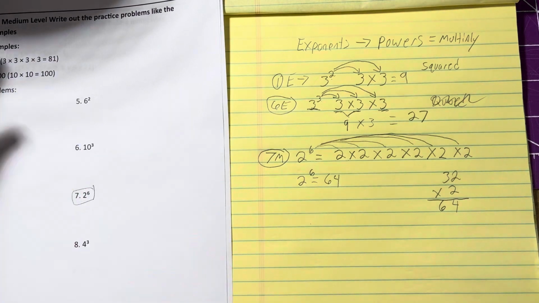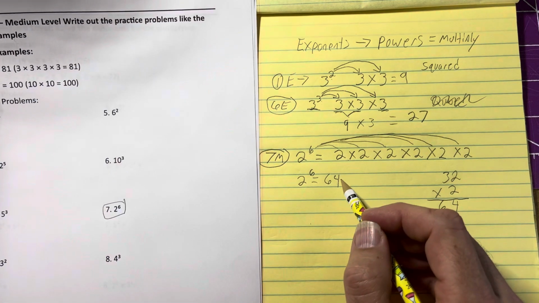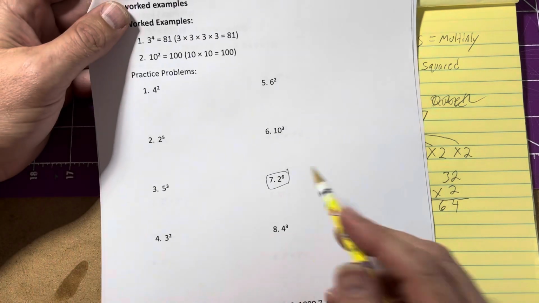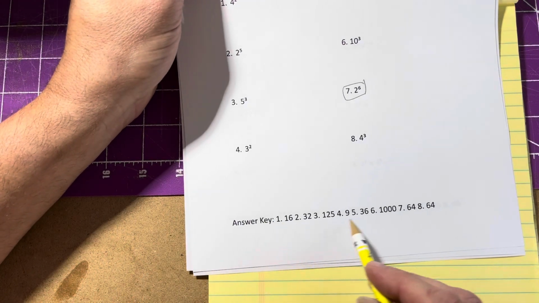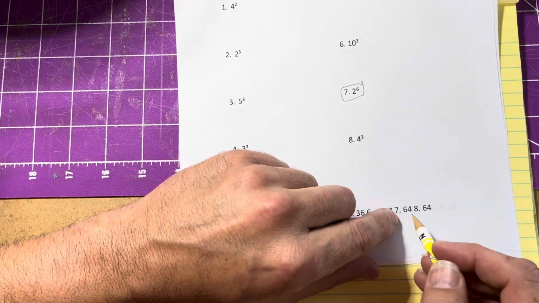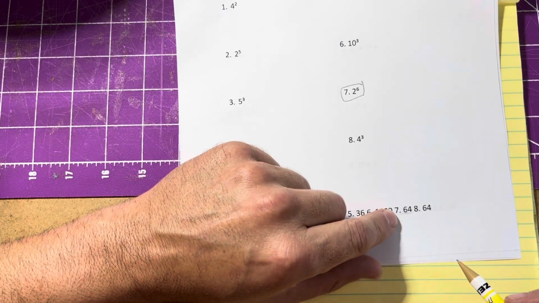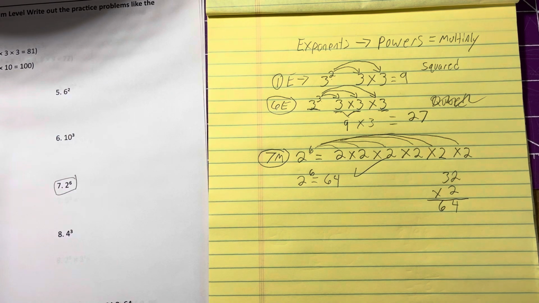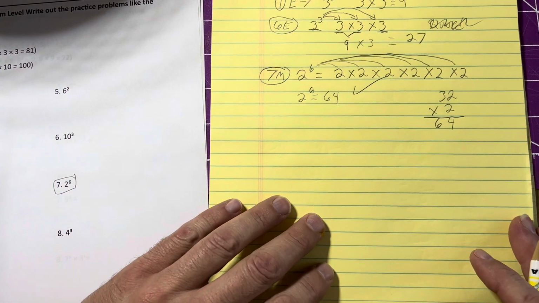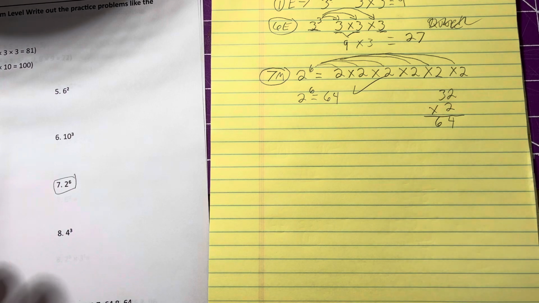So let's do a quick check there. This is 7 medium, 2 to the 6th, and we think it is 64. So I go to my answer key here, 7. It's 64. That's correct. Bada bing! Not so bad, right? Okay, let's jump into the hard section. Let's do some hard ones, because once you're doing the hard ones, that's all there is.